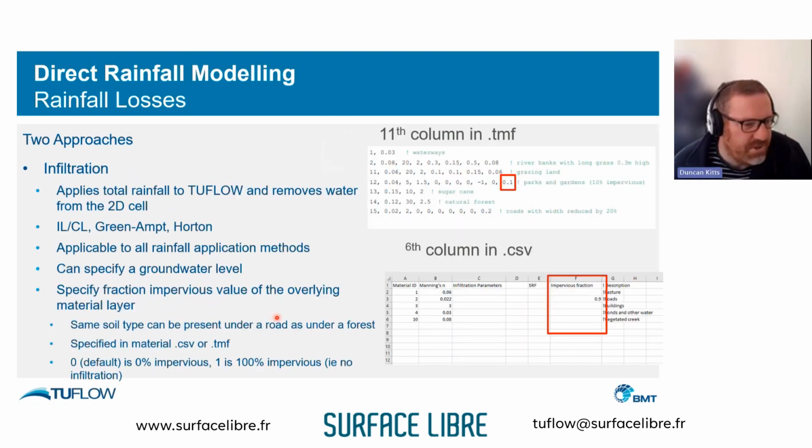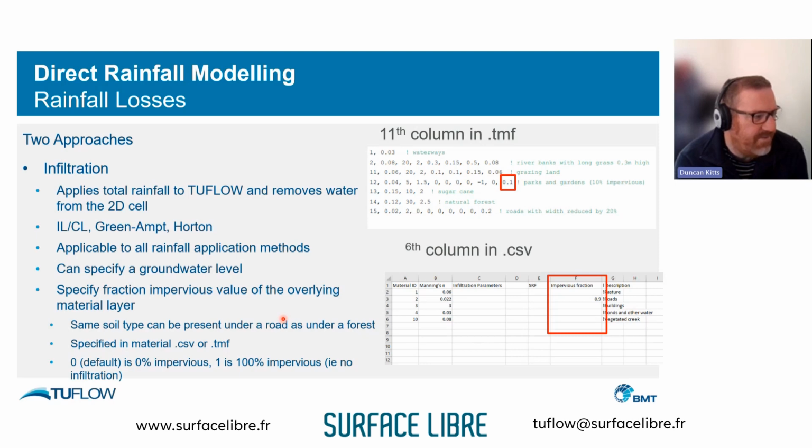The other approach is to use infiltration models. This is probably more realistic from a physical sense. This applies the rainfall to the surface, and then it infiltrates that water from the surface. So if you've got the top of a hill, you can have rainfall fall on top of that, but obviously it's going to flow away. So you're not going to get too much infiltration from there. Whereas at the bottom of a valley, you might start to get some infiltration, and it will probably be quickly saturated. So the infiltration approach applies the rainfall to the 2D surface and then removes the water, infiltrates that.